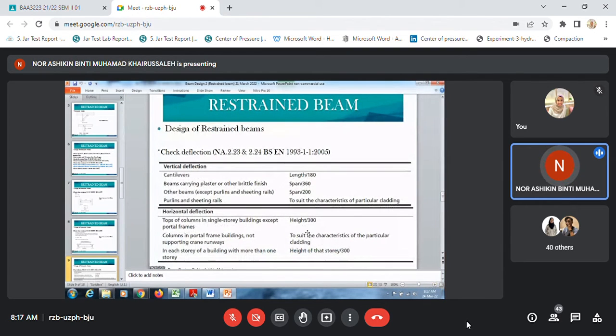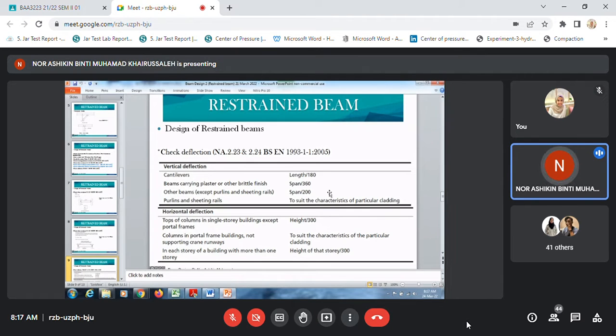Okay, you must follow this limit. So for the vertical deflection, cantilever should be the length divided by 180. Beam carrying plaster or other brittle finish, which is normally what we pick for the beams, is span divided by 360. Other beams except purlin and sheeting rail is span divided by 200. Purlin and sheeting rails to suit the characteristic of profile cladding. And for the horizontal deflection, you need to follow this. Okay, this is basically like a buckling of the column.